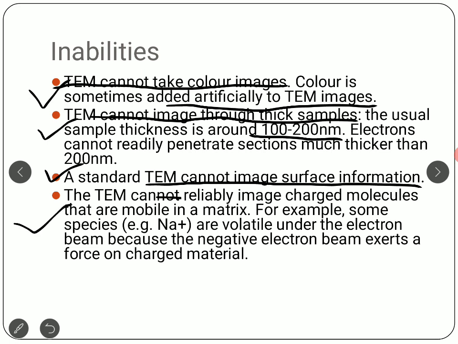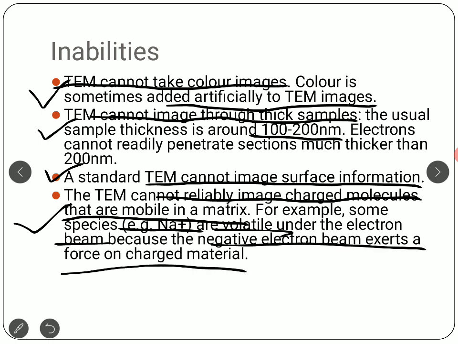A TEM cannot reliably image charged molecules. Basically, these are electrons which are coming in, and these are charged particles. So if there are any charged molecules within the system, let's say an ion, a species like Na+, it becomes volatile under the electron beam, because the electron beam will exert a force on the charged material. If it is Na+, the electron beam is negative, so it will exert a force, and as a result the signal you are going to get is not going to be enhanced, or it's going to get lost, or it's going to get scattered too much, and so on. So we don't want a system which has charged molecules in it. That cannot be studied using this.